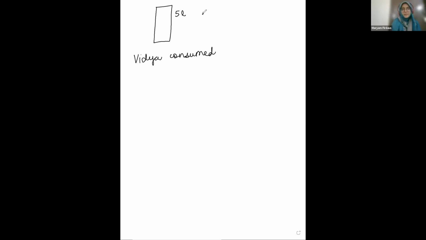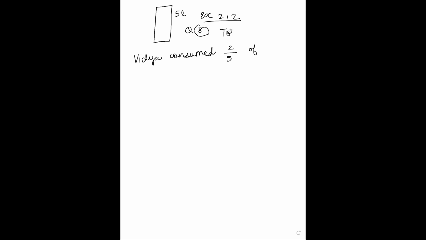Wait a minute, let me just write exercise 2.2 question 8. Vidya consumed 2 by 5th of the water. Total water is how much? 5 liters. Right. So first we will write total water is 5 liters. So Vidya consumed 2/5 of how much? 5 liters.